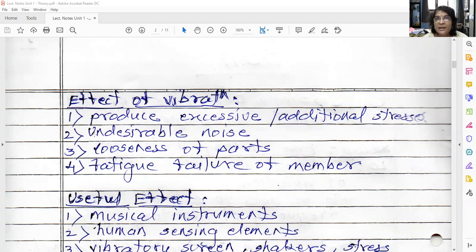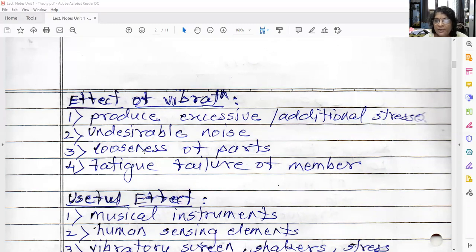Then it will produce undesirable noise. Undesirable noise is a part of vibration only. In mechanical parts it is produced only because of vibrations. Third is looseness of the parts. Vibration creates loosening of the parts.